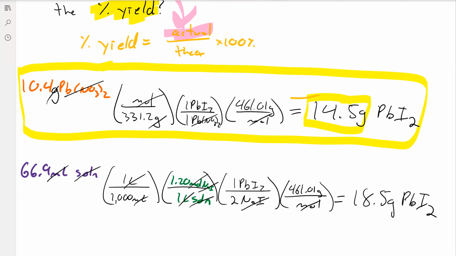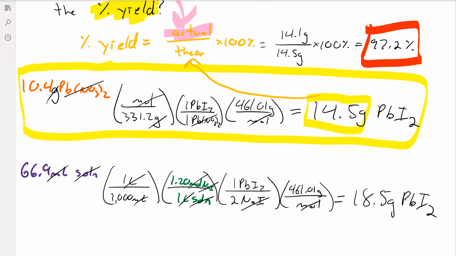I can take that value and plug it into my theoretical yield, and then I'll get 14.1 grams is my actual yield, divided by 14.5 grams is my theoretical yield, multiplied by 100%, and I get 97.2% as my final percent yield.